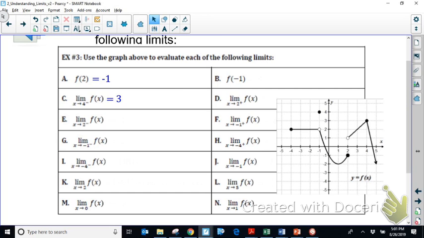We'll just do one more before I pause and let you try to finish the rest of these. Let's do E, the limit of f as x approaches 2 from the left-hand side. As I'm approaching a positive 2 from the left-hand side, I'm on this downward curve of the parabola. When I get to 2 from the left-hand side, I'm stopping here and looking at the corresponding y value there, which in this case is a negative 1.